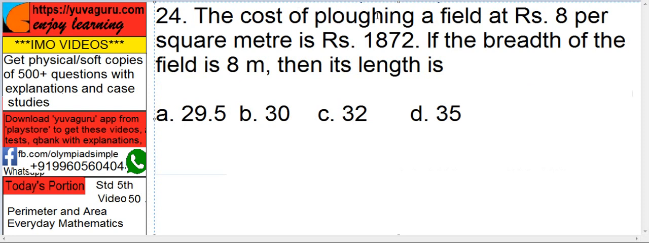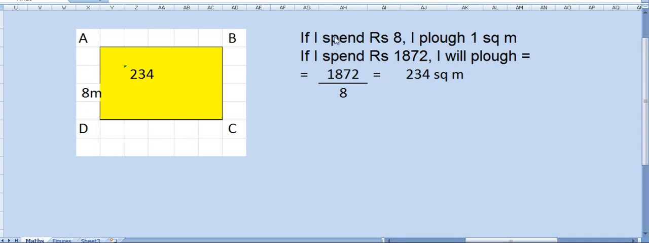The cost of plowing a field at rupees 8 per square meter is rupees 1872. If the breadth of the field is 8 meters, then what is its length? See, if I spend rupees 8, I plow 1 square meter. Now if I spend rupees 1872, then I will plow 1872 upon 8.